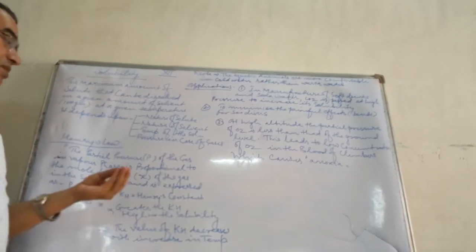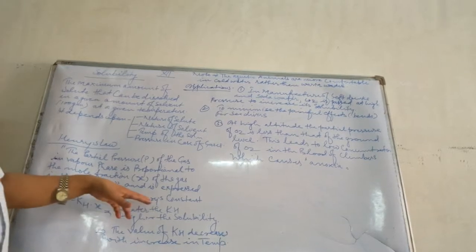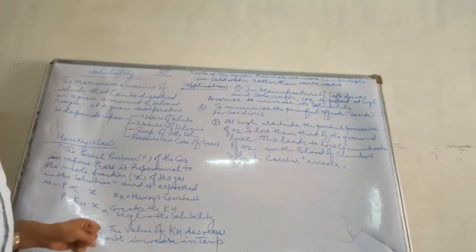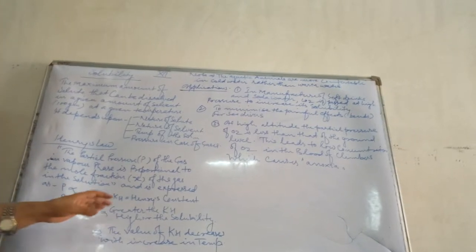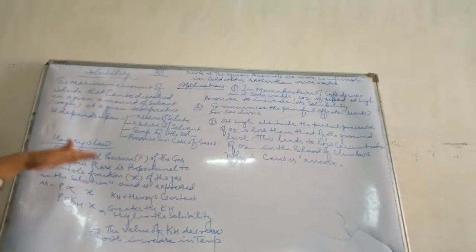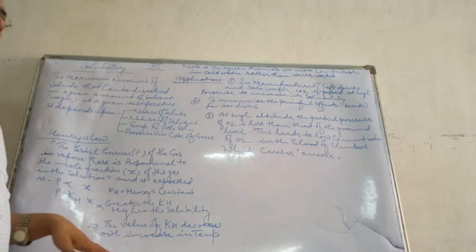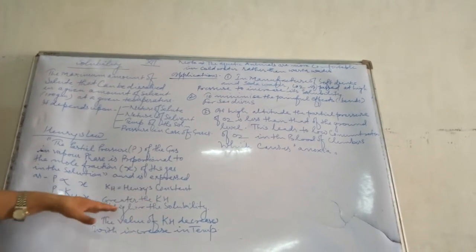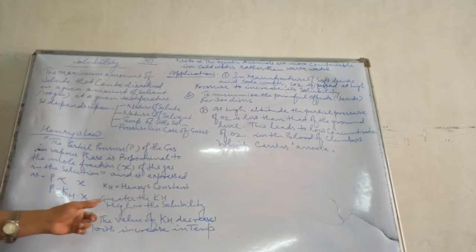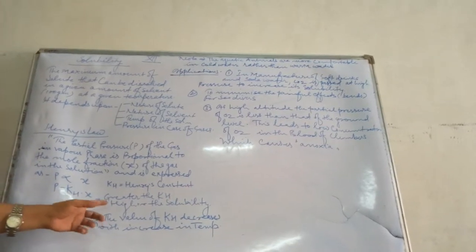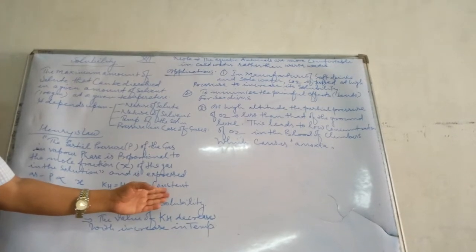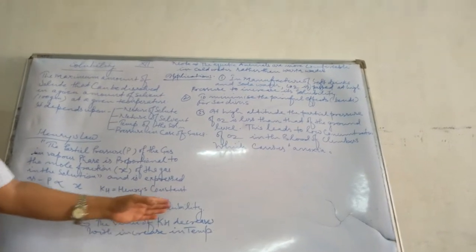Now note down some points. KH is Henry's constant, and this is variable. This is not a fixed constant. For different solvents, it is different. The greater the value of KH, the higher the solubility. This is the point to be noted by you. Means the greater the value of Henry's constant, the higher will be the solubility of that particular solvent.